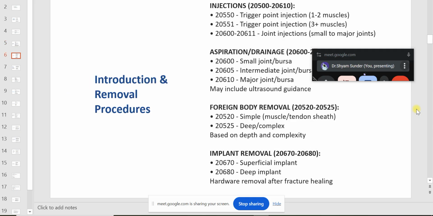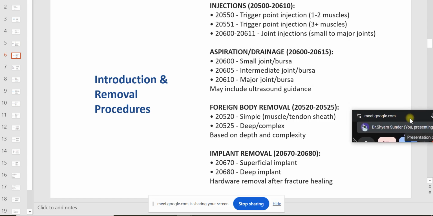So this is excision, then introduction or removal procedures. When you say introduction, what is introduction? Introduction of any material. It could be a drug, it could be a device like a catheter. Removal is taking out a device, a catheter, which is already existing, which was already placed in the past. That is removal.